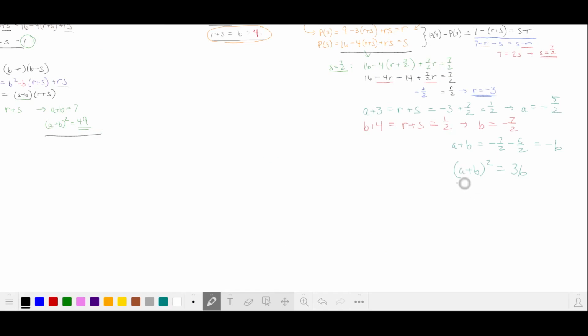The problem asks for the sum of these values, 49 plus 36, and the answer is 85.